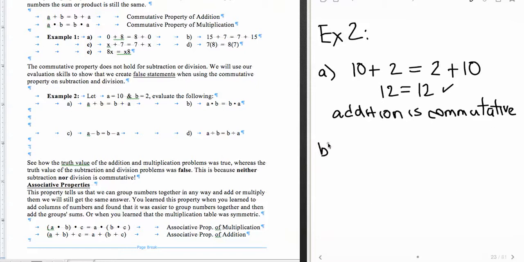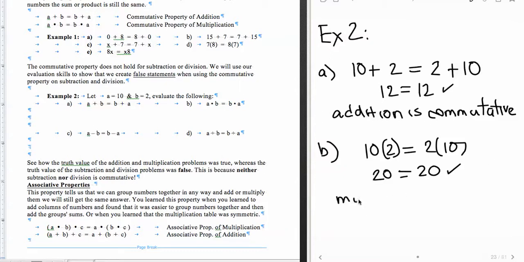And then part B, we're going to see the same thing for multiplication. A is 10, and we're going to multiply that by B, which is 2. And then we're going to check that against B, which is 2, times A, which is 10. And we're going to see 10 times 2 is 20, and 2 times 10 is 20. And yep, that's a true statement. So what we've shown is that yes, indeed, multiplication is commutative.